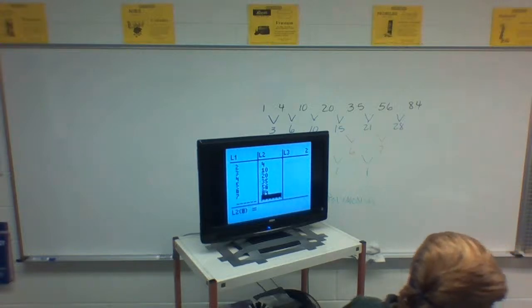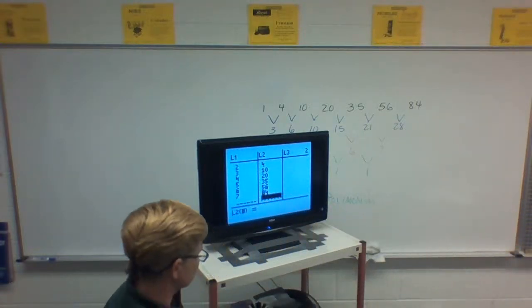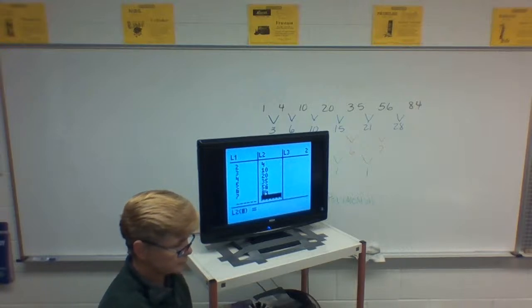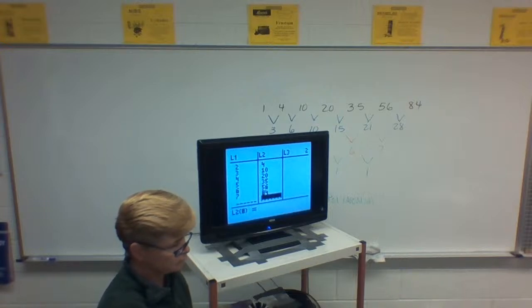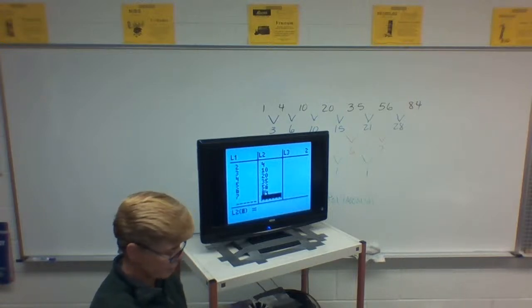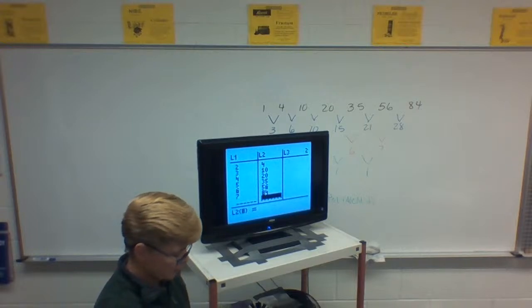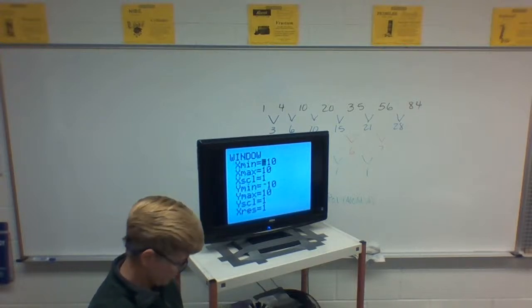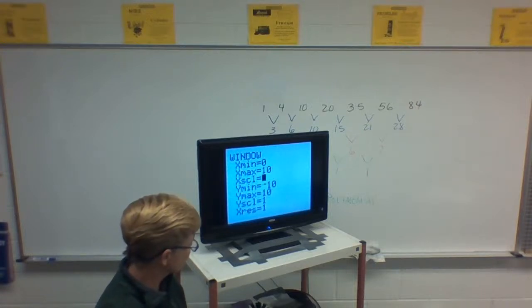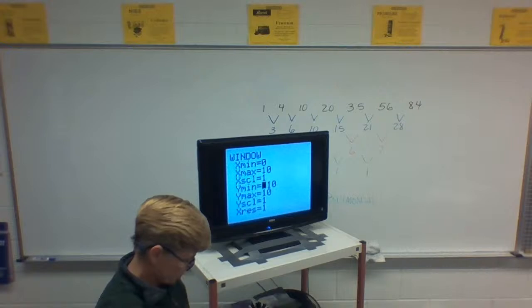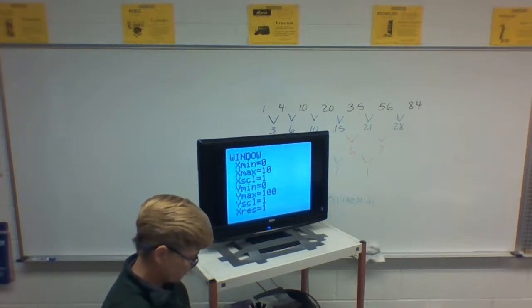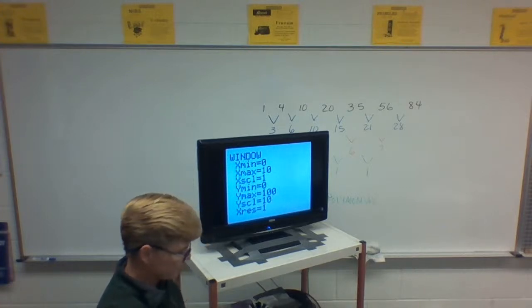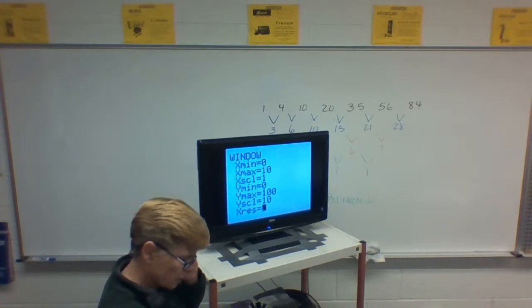Okay, does anybody remember what we do next after we've got the data in? Next thing, we fit a window, remember? Because these numbers are kind of out of control. The X's aren't. I'm going to go from 0, because 1 was my first one, to 10 on my X's. But on the Y's, I'm going to go from 0 to, what was the biggest one? 84. I'm going to go from 0 to 100 by 10s. Okay, so the next thing you do is fit a window based on your X's and Y's.